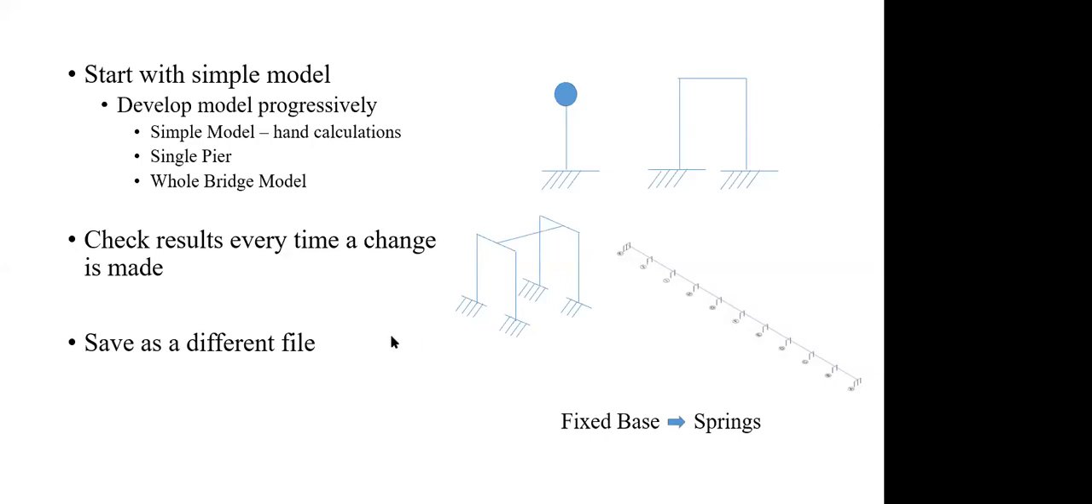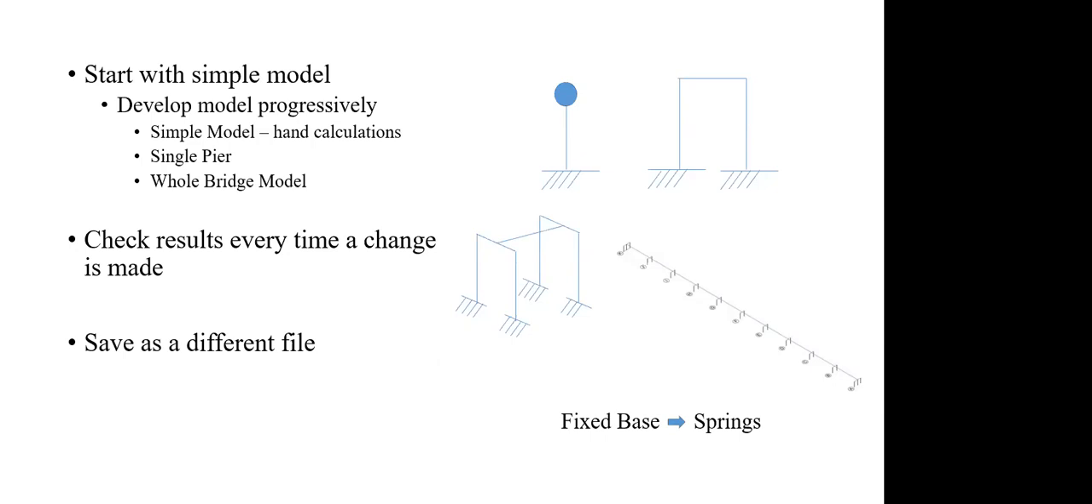Basically, I think it's very important to check your results every time a change is made, for example, from this model to the next model. You just want to make sure that what we change is correct, and also save it as a different file, because just in case something happens, you have something to go back to. You might get a lot of versions as you move along.